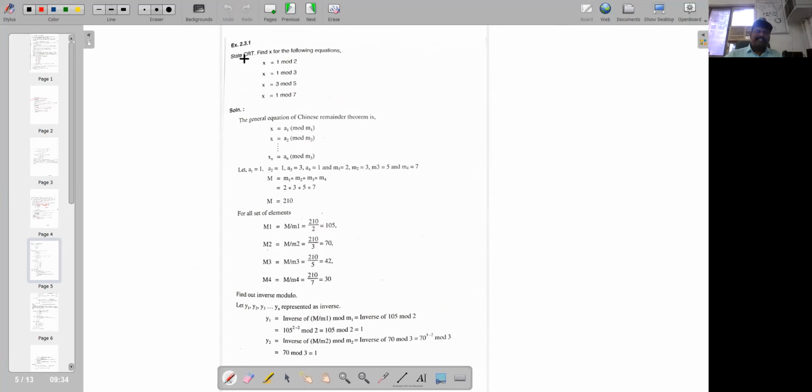State CRT. CRT stands for Chinese Remainder Theorem. Find X for the following equations. They are given the equations X equal to 1 mod 2, X equal to 1 mod 3, X equal to 3 mod 5, and X equal to 1 mod 7.